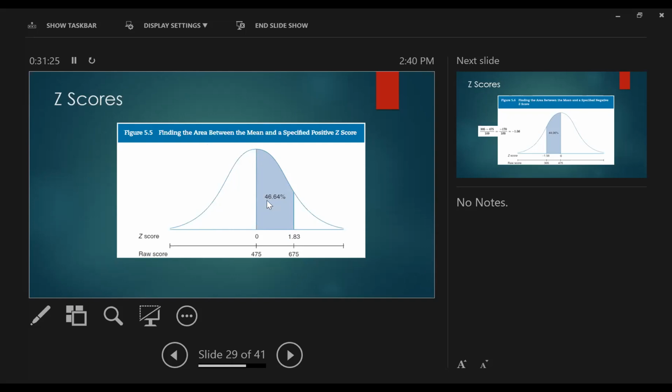If I flip this into a percentile, all of a sudden I'm like, whoa, my score was at the 96th percentile. That gives so much more data than just giving a score of 675. I wouldn't know what to do with that. Questions about how we manipulated all of this?